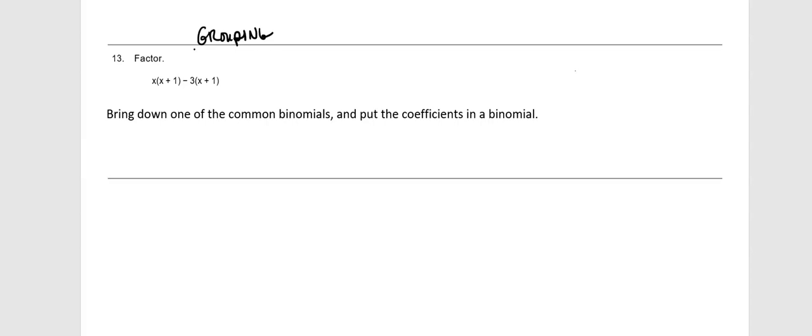In order to write the answer for this, first we identify the fact that both groups have an x plus 1. That is what we call a common binomial. They have common binomials. So we're going to bring down one of the common binomials. So we'll bring down the x plus 1. And we're going to put the coefficients of those binomials, the x here and the minus 3, in its own binomial. So the answer is x plus 1 times x minus 3.